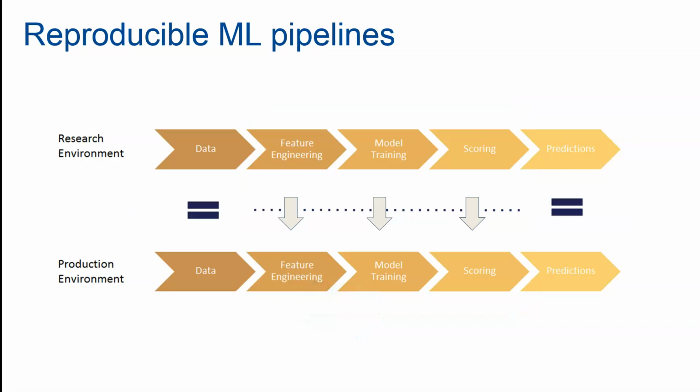When we deploy our pipeline to production, we need to do it in a way so that the pipelines are reproducible. What does this mean? It means that if both the pipeline in the research environment and the pipeline in the production environment receive the same raw data as input, both pipelines should return the same prediction. Same data comes in, same outputs should come out of both pipelines.